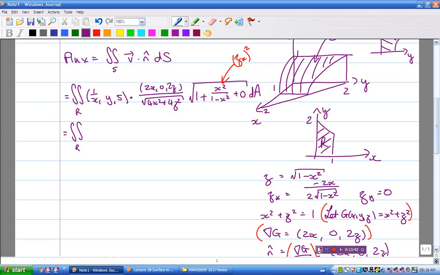Okay, let's have a look. What order should I do this in? Okay, I'm going to do my dot product. 1 over x times 2x is 2, plus 0, plus 10z. Okay, that's the dot product. Then 1 over the square root of 2x squared plus z squared.